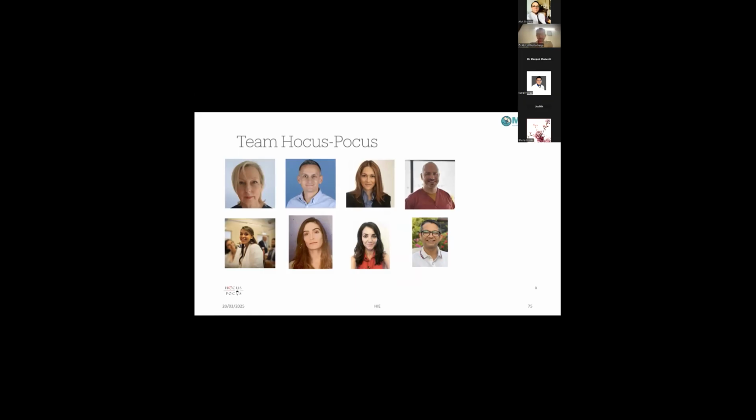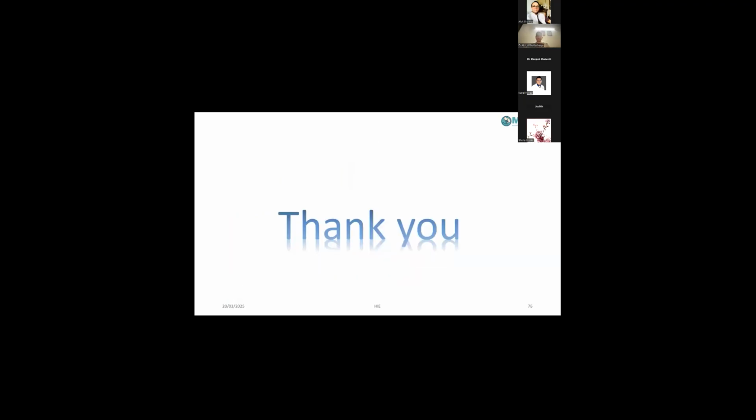And this is my team in Glasgow where we do all the scans. We call our team Team Hocus Pocus. Whenever we are by the bedside, we are always with the machine, and people think, what the heck are we doing with the machine all the time? So we came up with the name Team Hocus Pocus. Right. Happy to take any questions.